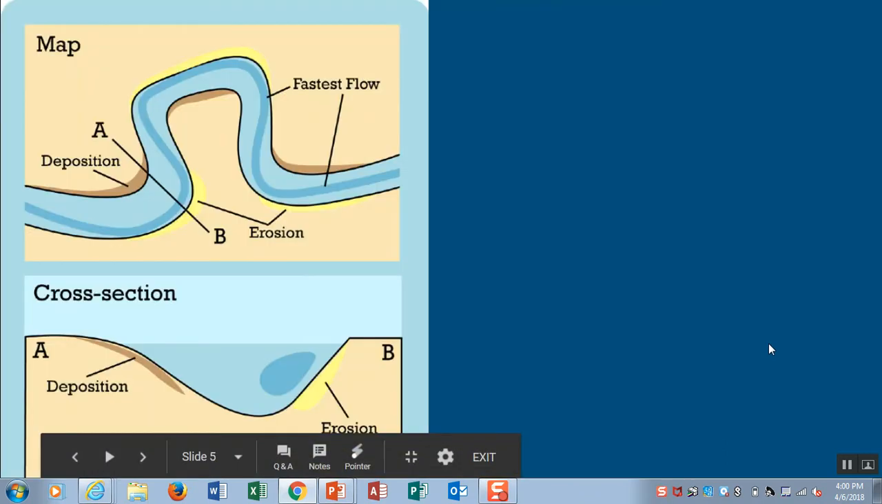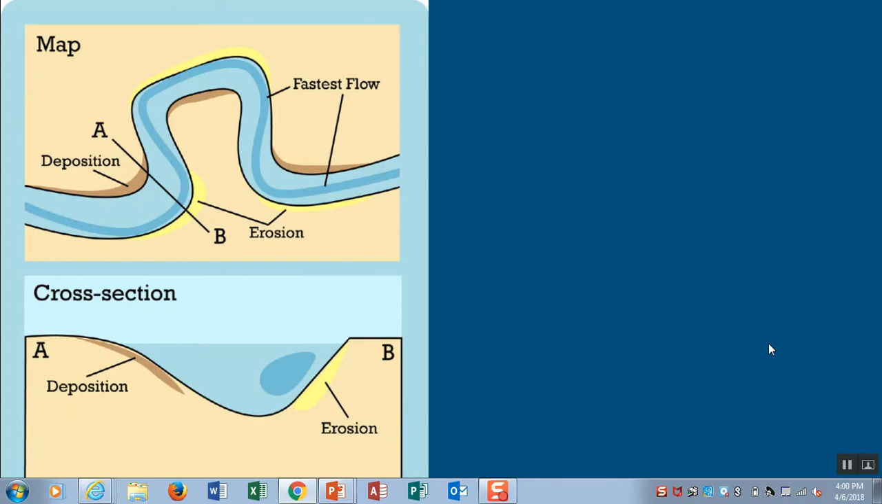Now, here's another thing that we need to talk a little bit more about. On the top of this diagram, you see a river, and you see that on the outside of the curve, like right here, this is where the river is moving the fastest, so this is where you're going to have the most erosion. But on the inside of the curve, the water is not moving as fast, so sediments are being deposited on this side. Then when you come over here to the top of this curve, you have the erosion happening on the outside of the curve, and on the inside you have deposition. Then the river flows over here.